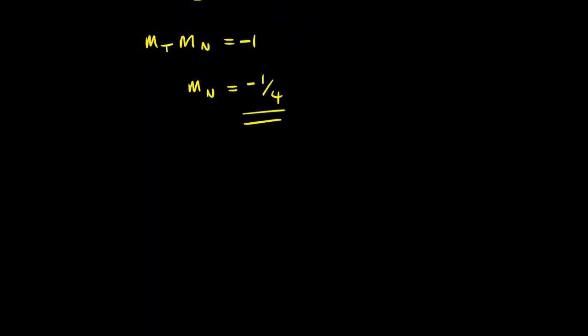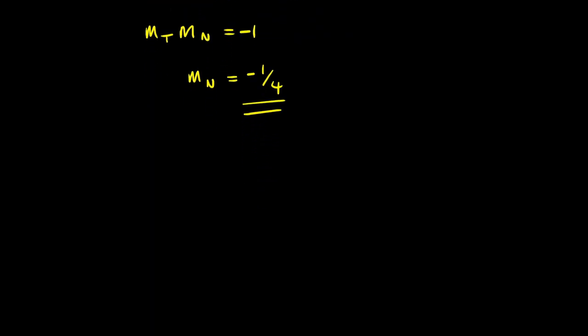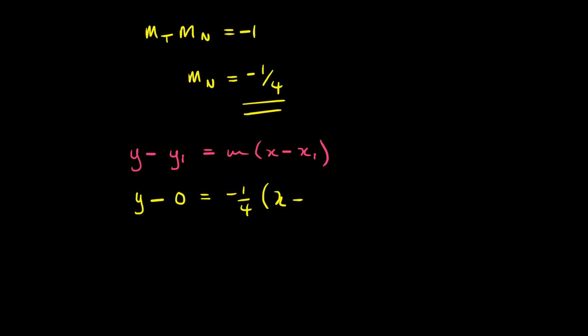Now I can substitute them into the formula y − y1 = m(x − x1), where (x1, y1) is my coordinate point. If I substitute that in, I get y − 0 = −1/4 (x − 3π/4). If I multiply this out, y is equal to −1/4 x, and a minus 1/4 times minus 3π/4 is plus 3π/16. So that's the equation of my normal.